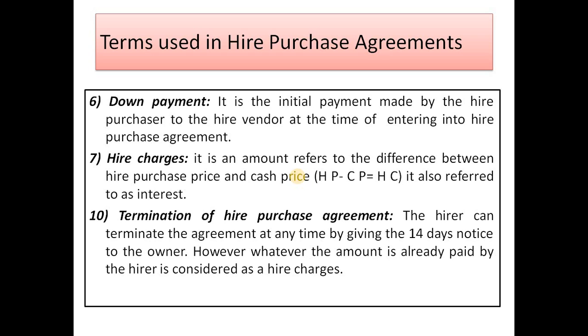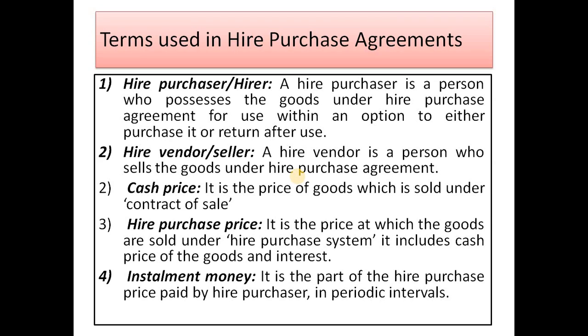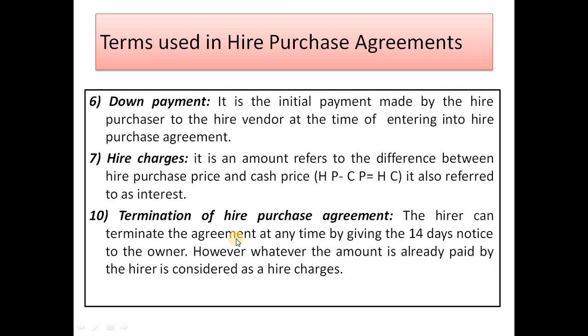And the next is hire charges. It is an amount which refers to the difference between hire purchase price and cash price. It is also referred to as interest. Students, I have already told you that in the previous slide. Here you can see cash price is the price without any interest, and hire purchase price is the price with interest. So hire purchase price is equal to cash price plus interest, and hire charges are nothing but the difference between hire purchase price and cash price.